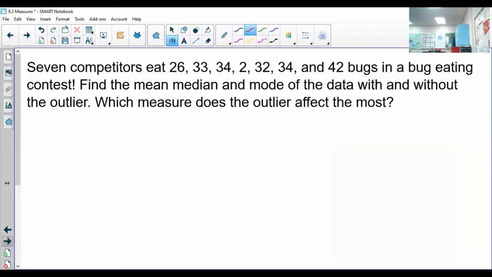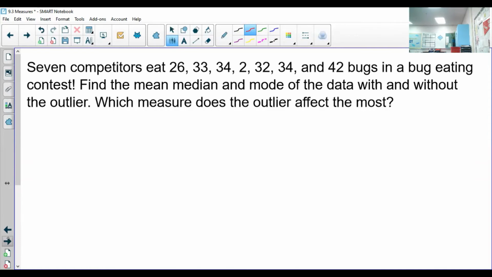Let's see, we're not going to do another one. Okay, look at this one. 7 competitors eat 26, 33, 34, 2, 32, 34, and 42 bugs in a bug eating contest. Oh boy. So we need to find the mean, median, and mode of the data with and without the outlier. And which measure does the outlier affect the most?